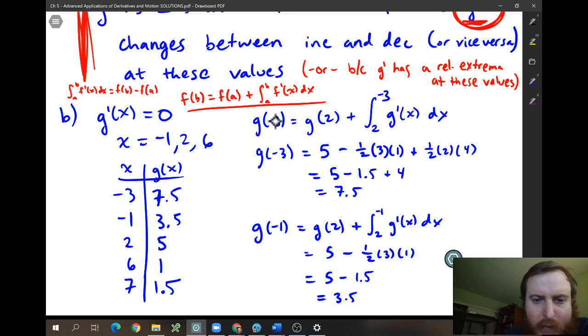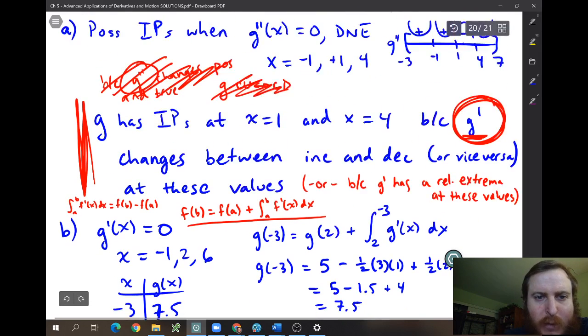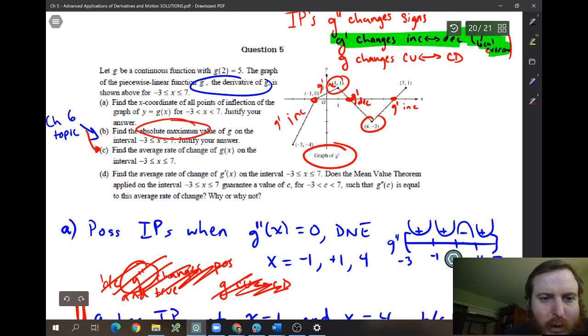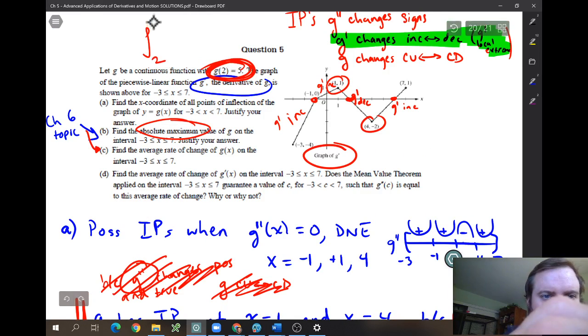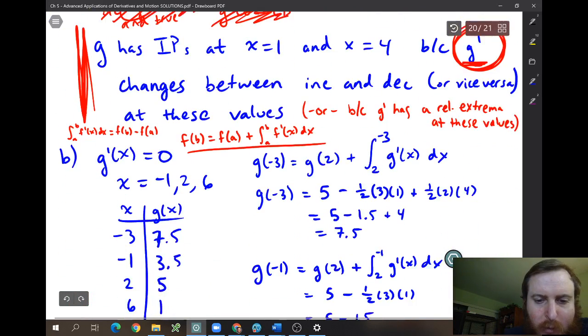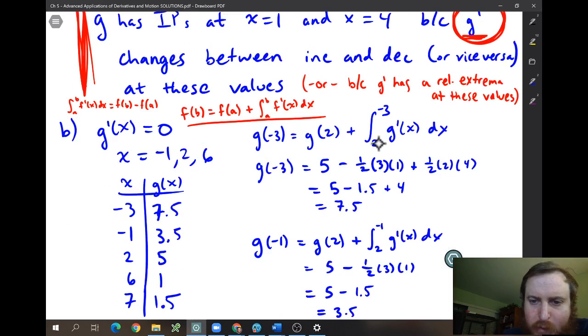So g of -3 equals g of 2 plus an integral. Why g of 2? Because that's what we were given. We were given g of 2 equals 5, so that's always going to be the other point we use in our integral, right? Integrals are going to need 2 endpoints. So we're always going to use 2 as our starting point, and then whatever other x we have, or whatever other time. So I used from 2 to -3.